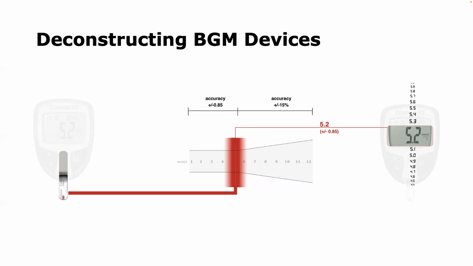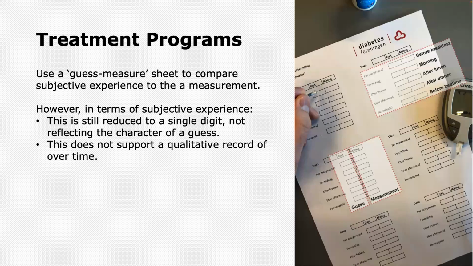The Contour XT has a variance of 0.85 millimole per liter between 0 and 5.5 millimole per liter, and a 15% variance of measurements from 5.5 and above. This means that the actual value of, for example, 5.2 millimole per liter is in the range between 4.4 and 5.9. In terms of subjective experience, the measurement is, however, interpreted as a very precise outcome, which can prescribe how the patient should feel, potentially causing unnecessary anxieties.